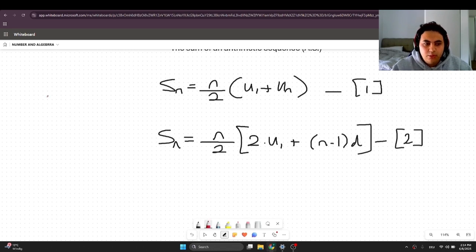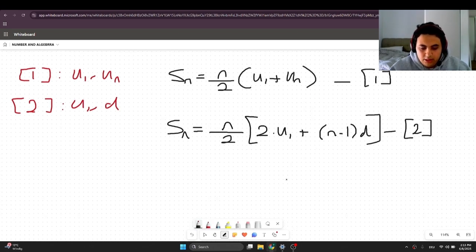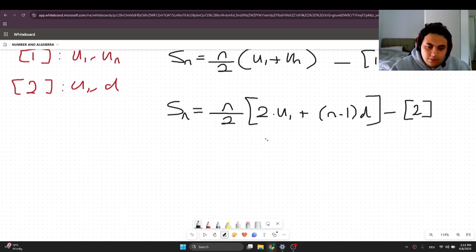It's important to know that for formula number 1, the elements that you need are u1 and u_n, so your first term and your general term. For formula number 2, what you need to have is u1 and d. So just keep that in mind: u1 and d, then you use formula 2; u1 and u_n, use formula 1. And if you have u1 and u_n, then this formula, in my opinion, is of course easier. It's a lot shorter than this one. Okay, cool. So let's move on and do an example.